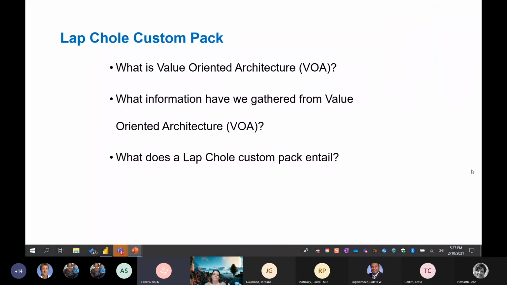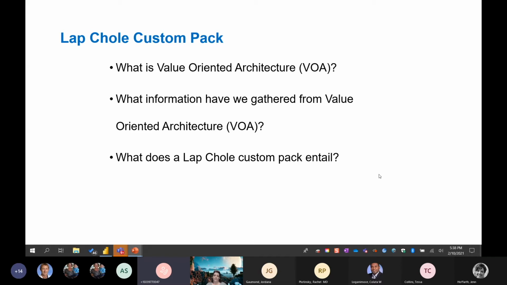So what is value-oriented architecture? It's a process that we're able to analyze the cost of care in the acute setting with respect to the outcomes. And that way we can see what value we get for our treatment. So we don't have extraordinary cost with poor outcomes, or we have reasonable cost with good outcomes, and we know that we're putting our resources where they're best needed and utilized.